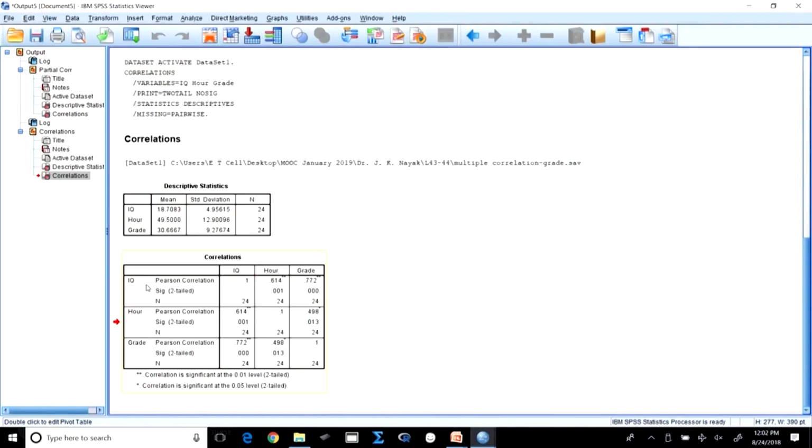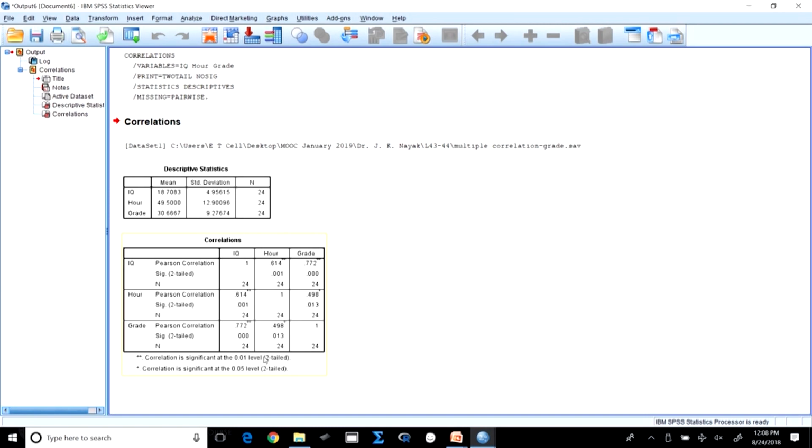So, now look at it. IQ and hour 0.614, it is significant. IQ and grade, the relationship is also significant at 1%. Hour and IQ we have done. So, hour and grade remains. Hour and grade is also significant, but this is significant at a 5% level of significance. So, this is the way you interpret the data and you write the inference in your research report, right. Now, suppose we want to find out the overall multiple correlation value, right.